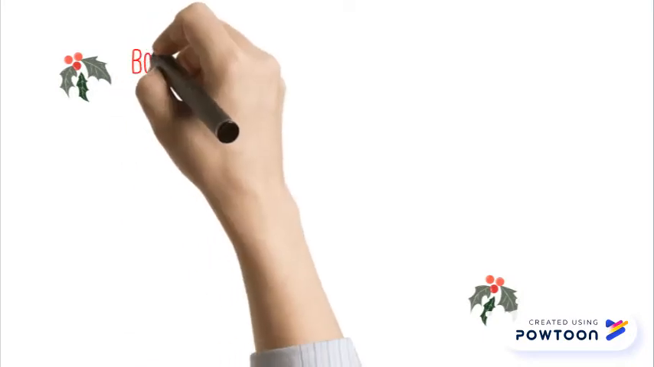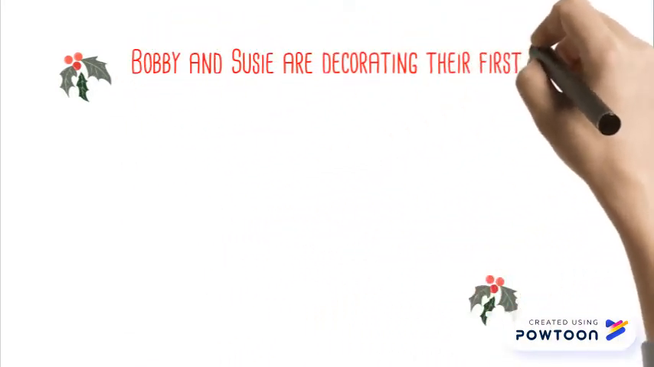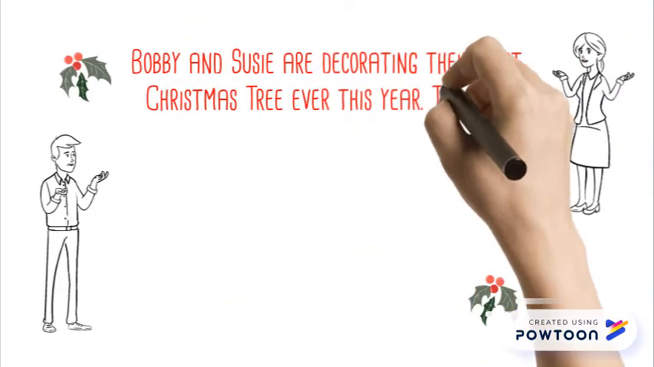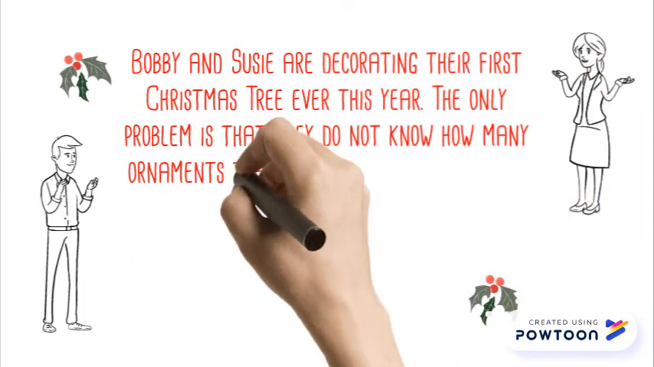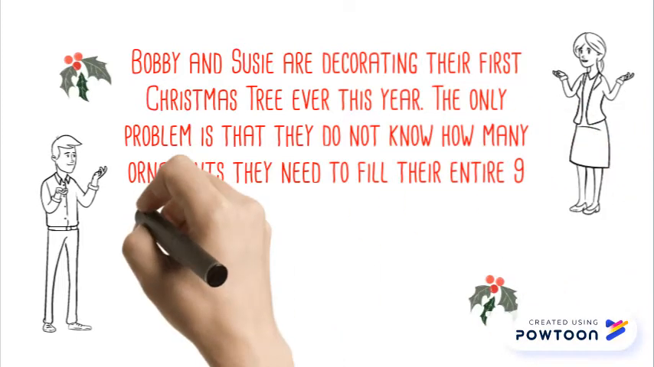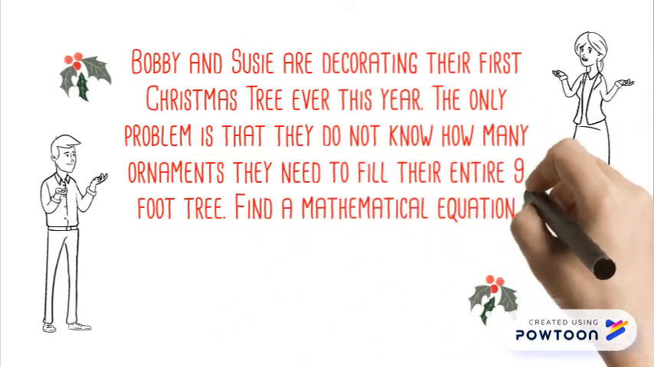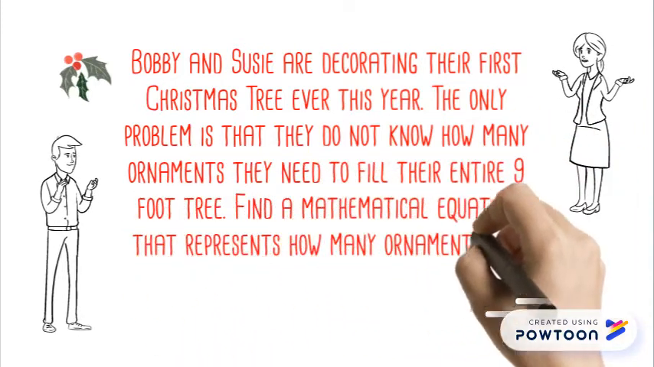Bobby and Susie are decorating their first Christmas tree ever this year. The only problem is that they do not know how many ornaments they need to fill their entire 9-foot tree. Find a mathematical equation that represents how many ornaments are needed to fill their tree.